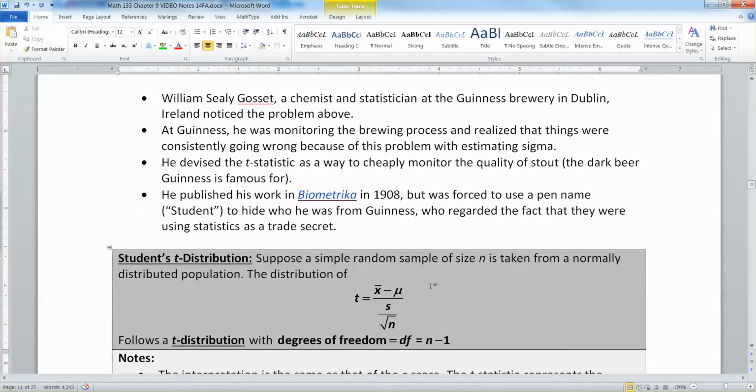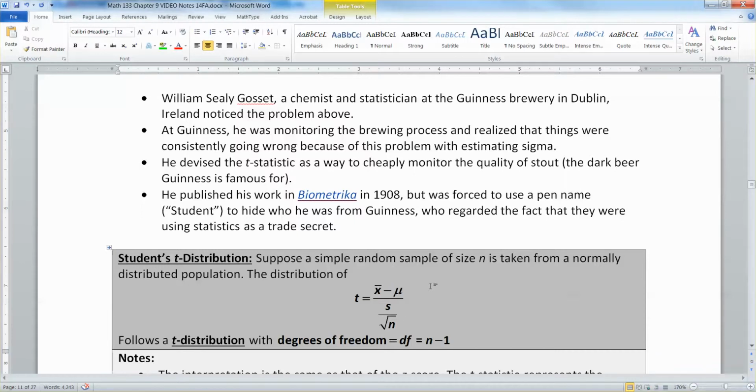Now he hid his name under the name "Student," quote unquote, because he wanted to hide who he was. He didn't want Guinness, the company, to know that he was letting out this information because they could fire him for releasing trade secrets. They were trying to hide the fact that they were using chemists to try to make their beer, or their stout, as great as it could be.